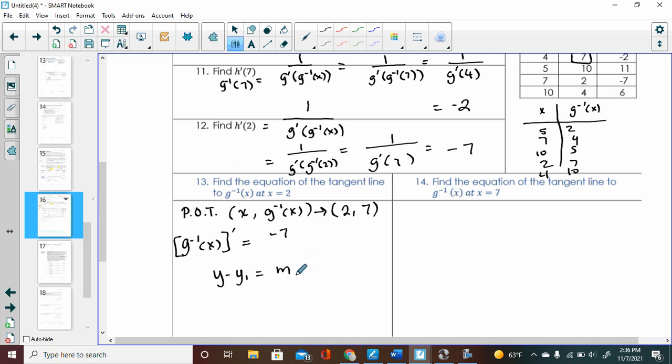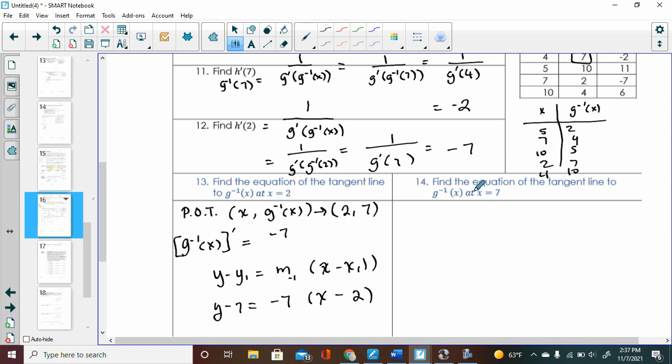Okay. And I'm going to put a little -1 so I know it's the inverse slope of g. x minus x of 1. Just plug these things in. I get y minus 7 equals -7 times x minus 2.